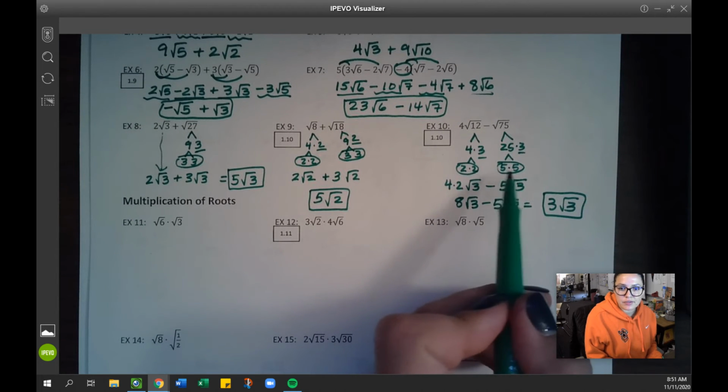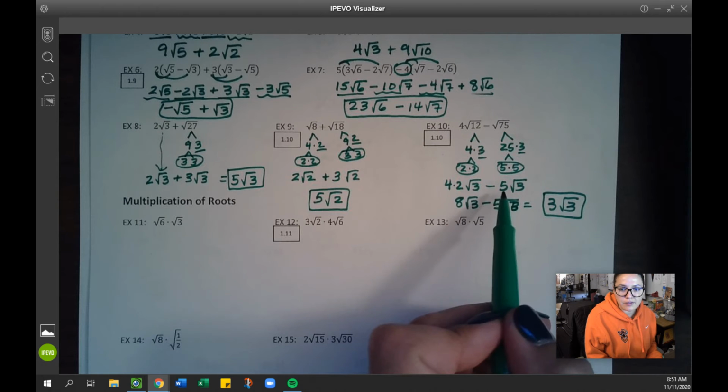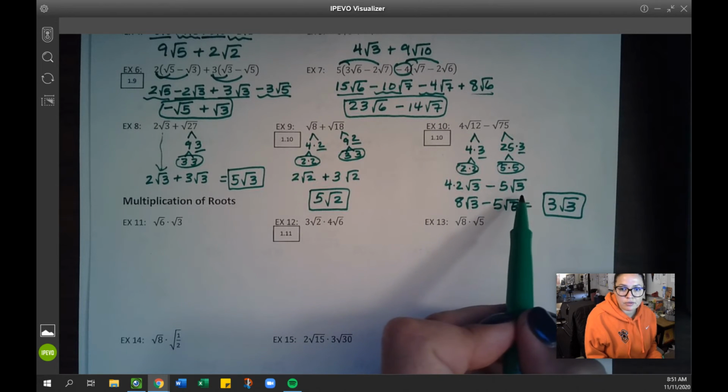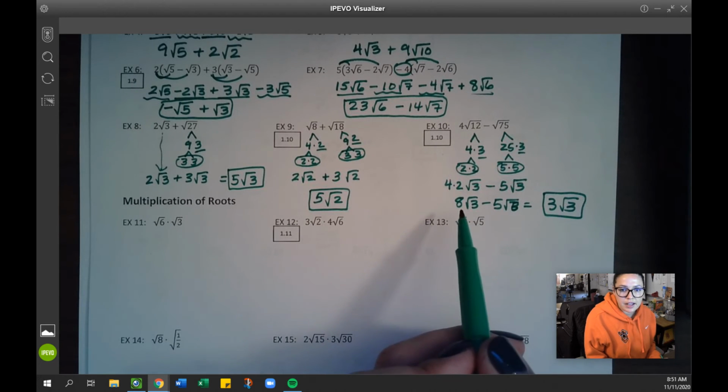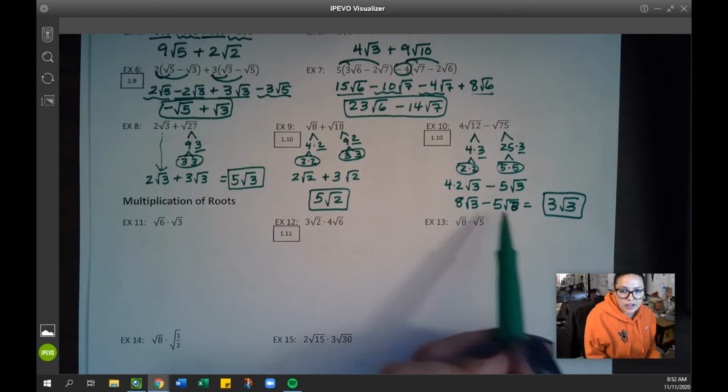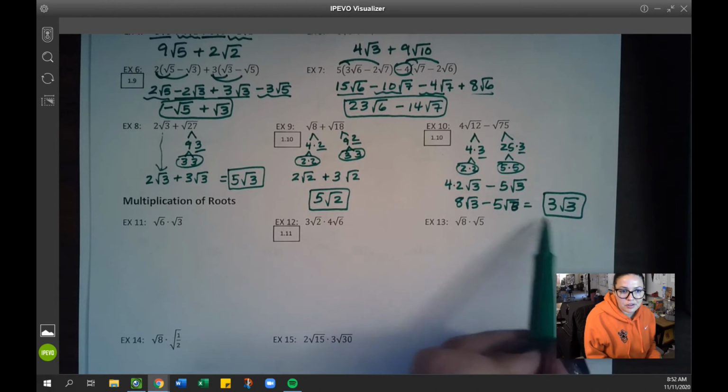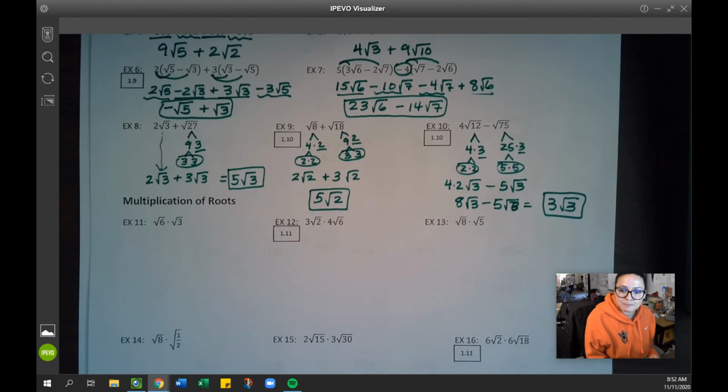And 25 is 5 times 5, so I have a 5 gets to come to the outside, 3 stays on the inside. And if I do 8 square roots of 3 minus 5 square roots of 3, that gives me 3 square roots of 3.